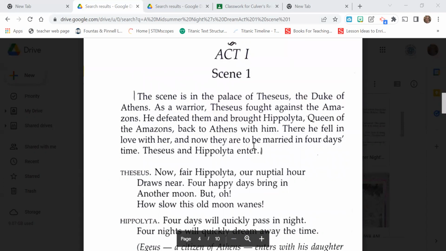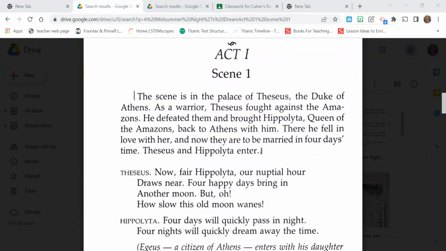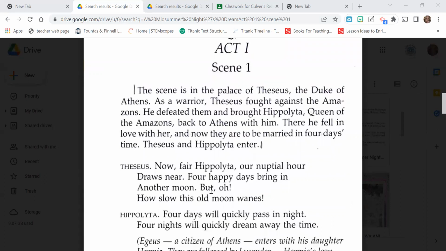So Act 1, Scene 1, A Midsummer Night's Dream. The scene is in the palace of Theseus, the Duke of Athens. As a warrior, Theseus fought against the Amazons. He defeated them and brought Hippolyta, queen of the Amazons, back to Athens with him. There he fell in love with her, and now they are to be married in 4 days' time.